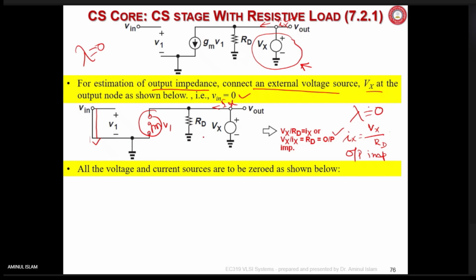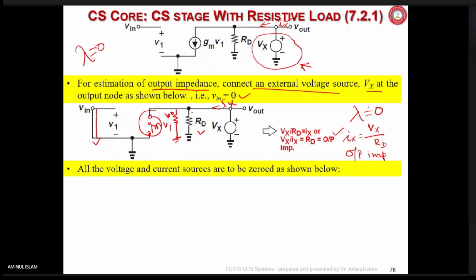Of course, you have neglected lambda or CLM. Otherwise, in this small signal model, you have to draw RO. This RO is the intrinsic resistance or output resistance of the MOSFET. That is going to take care of the CLM, isn't it? Yes, sir. If it is a long channel MOSFET, you can neglect it. If you are not neglecting it, then this RD will be in parallel with this one.